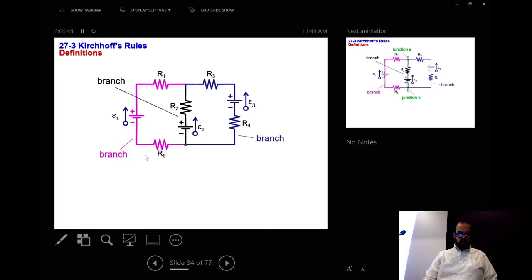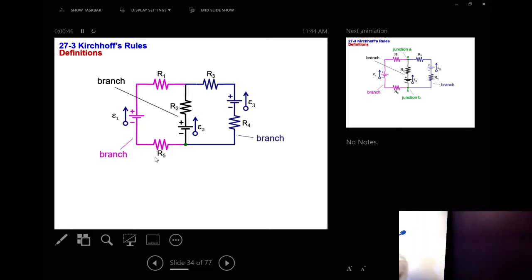Okay, so first of all, we can see that this circuit has 3 branches. This is one branch, this is the second branch, black one, and the purple one is the third branch. A branch is part of the circuit that has one current. So the current at any point in this branch is the same, the current at any point in this branch is the same, and the current at any point in this branch is the same. So we have 3 branches.